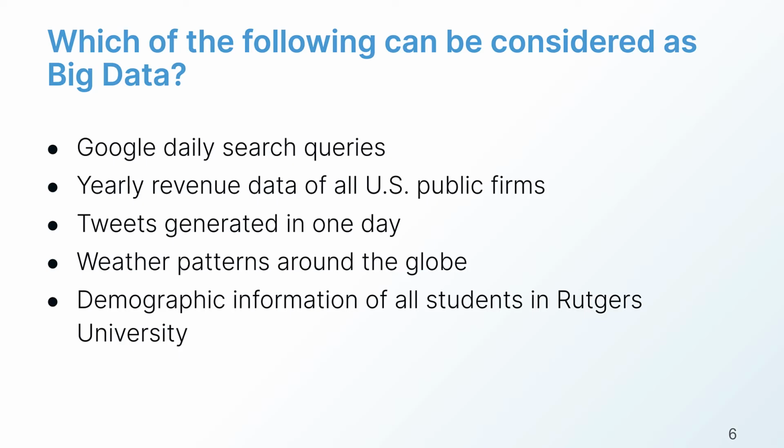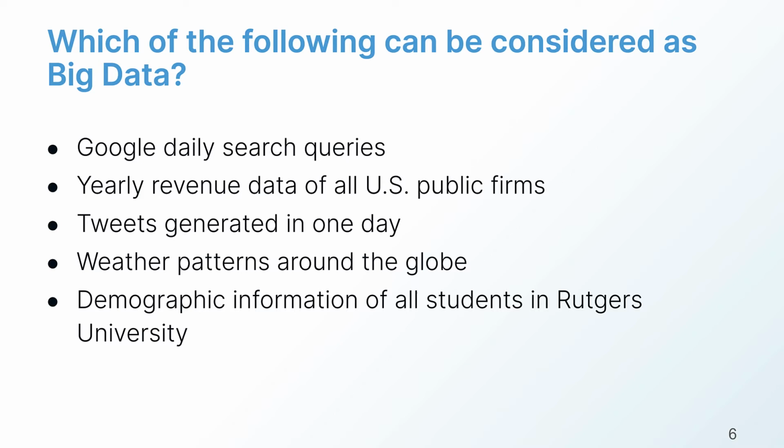Now let's look at the following examples and classify each example as big data or not. First, Google daily search queries. I think this is big data because each second can generate a great amount of Google queries. Second, yearly revenue data of all US public firms. This is not big data because there are only around 3,000 US public firms as of today, so the yearly revenue data is really not considered as big data.